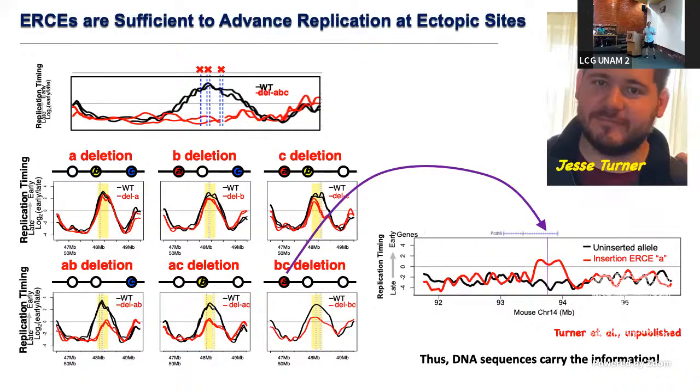But it also shows you that DNA sequences carry the information, because these sequences are taken out, cloned in E. coli, purified, and then put back in to another location. Whereas our deletions are done in the chromosome, and we could be deleting an epigenetic mark. It could have been epigenetics still.